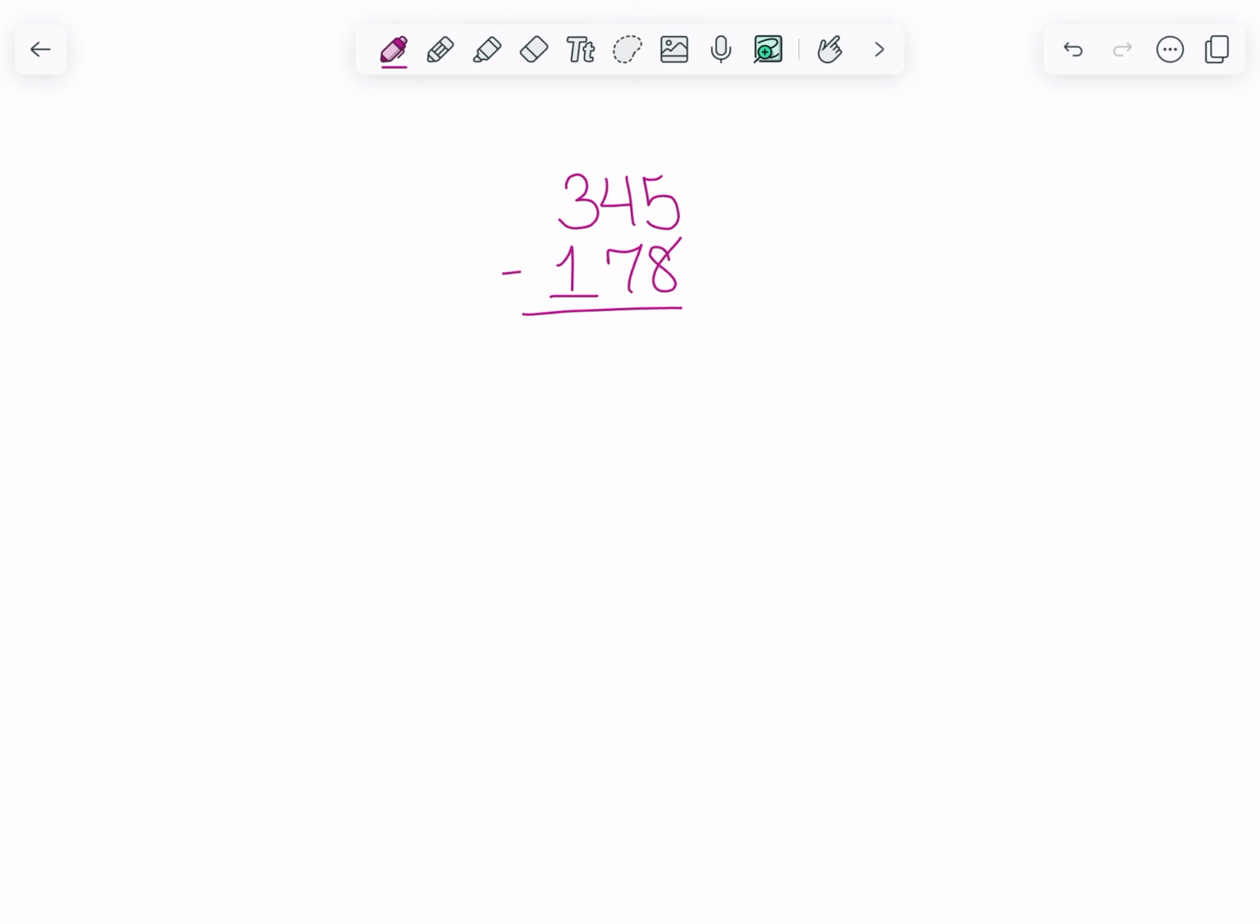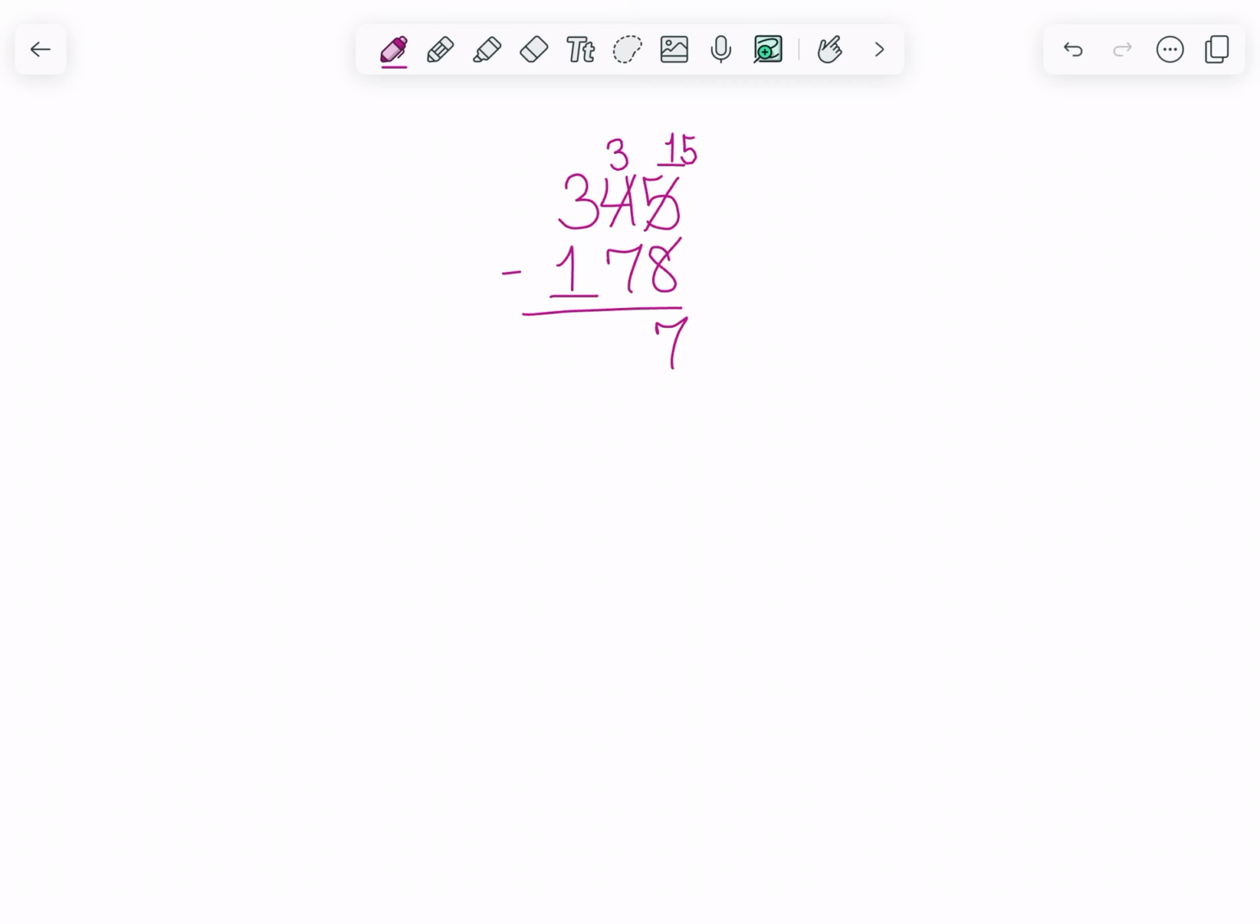In the tens place next to the 5 is a 40. That's the same thing as 30 plus 10. So we're going to leave 3 in the tens place and regroup 10 to the ones place. When we do this, the 4 becomes a 3 since I'm changing the 40 to a 30. And then I'm taking that extra 10 and moving it to the ones place. 10 plus 5 is 15. 15 minus 8 is 7, so we write down our 7.